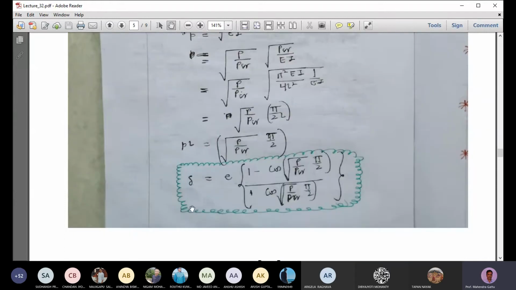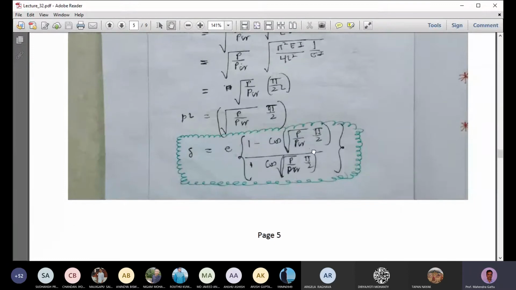So we are writing the deflection in terms of the applied load P and the critical load, that is the load at which the deflection will reach an infinite value. So when P is equal to P critical, this term in the denominator, P by P critical, will be 1, and cos pi by 2 is 0. So this value is going to 0 in the denominator, so delta will go to infinity.